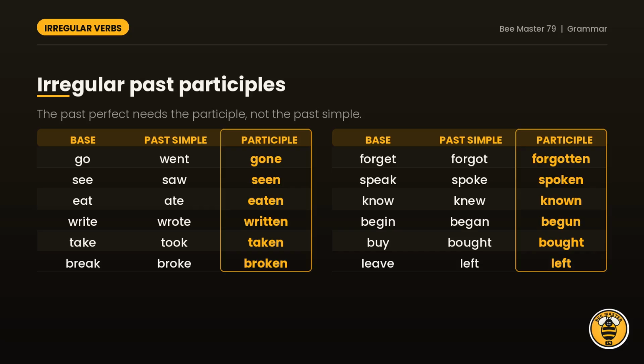The past perfect needs the past participle, not the past simple. For regular verbs they look the same, but for irregular verbs they are different, and this is where most mistakes happen. Pause the video here and copy this table into your notebook. The third column is the one you need after had.